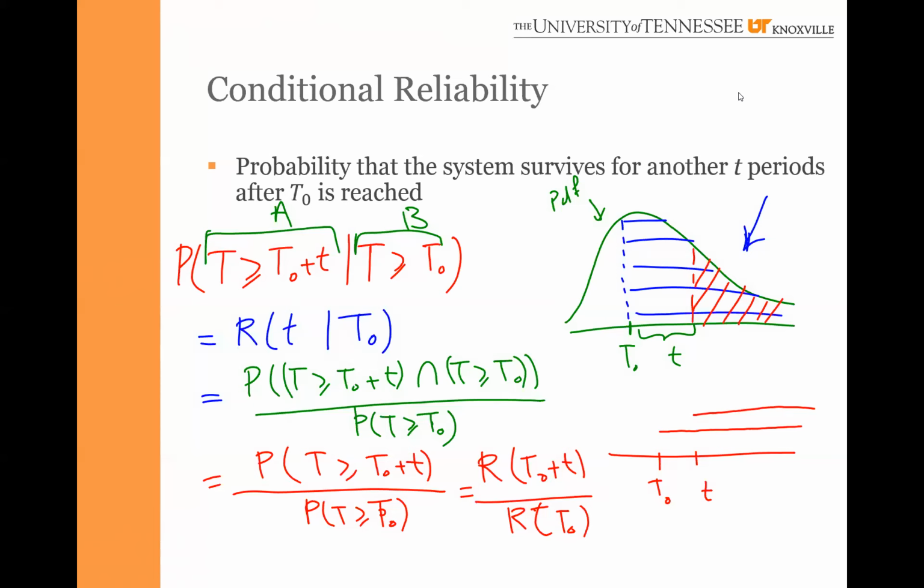So let's read that again. The reliability function, or the probability that my component lasts for another lowercase t periods of time, given that it has already survived up to T0, is the reliability at T0 plus T over the reliability at T0.